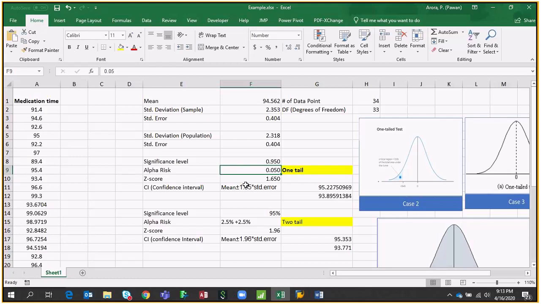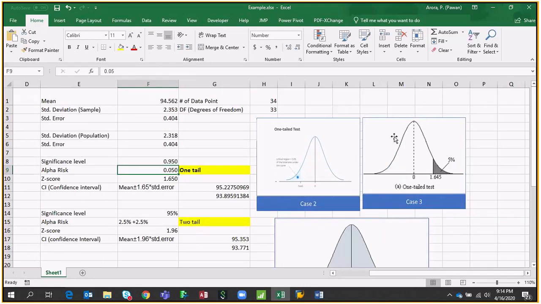Why are we considering an alpha risk of 5%? Because we are considering a 95% significance level, or in a direct way, we are saying we are 95% confident in our hypothesis, whatever result it gives. And the remaining 5% is our alpha risk. Now let me show you in another way.